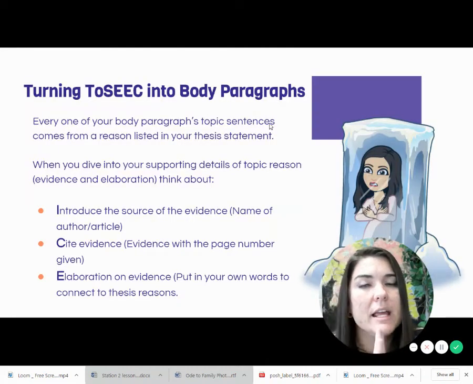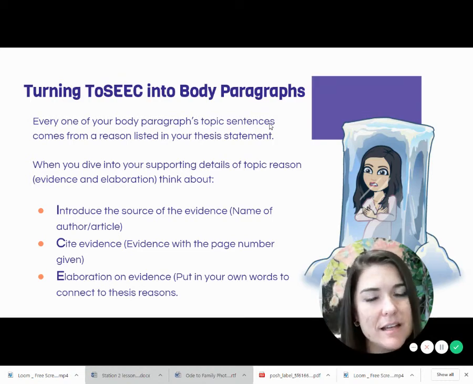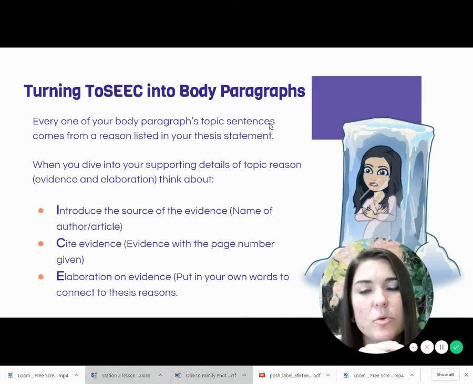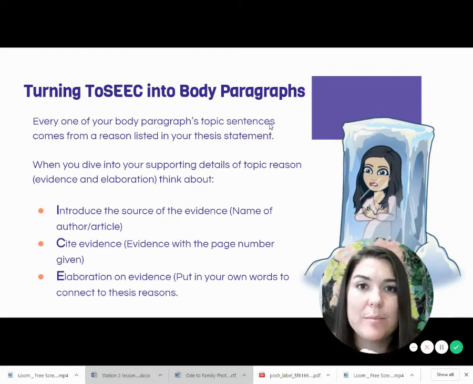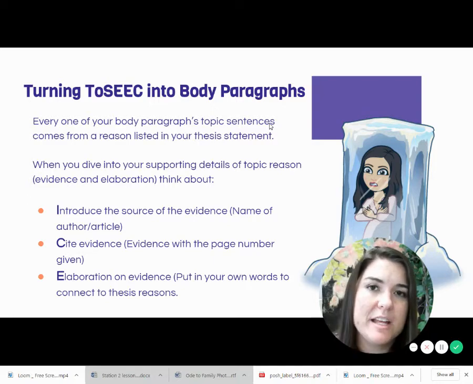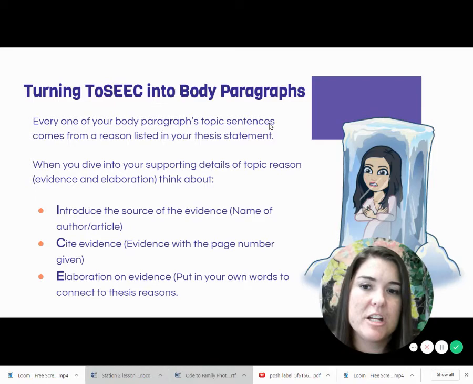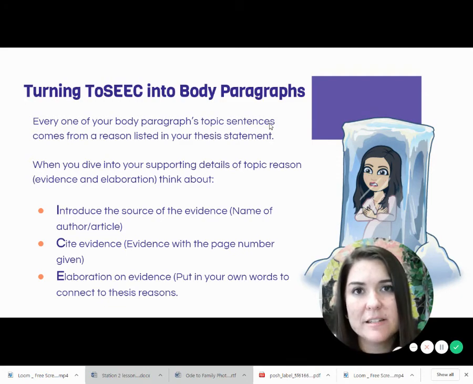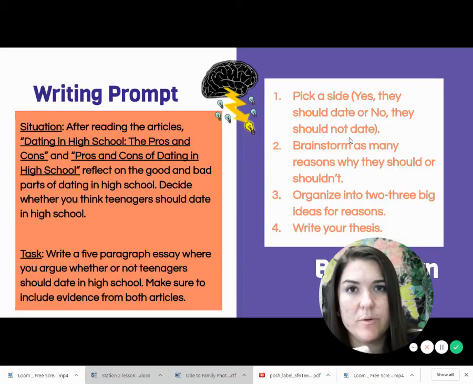All right, so again, back to that ICE strategy, you want to make sure that when you write it in sentence form that you introduce the source of evidence, that you cite that evidence, and then you elaborate on that evidence. That goes right in there to that ToSEEC, right when you first start introducing evidence and elaboration. To dig a little bit deeper is when you get into ICE, to make sure that you are writing it in full sentence form where you're actually citing where you got your information.